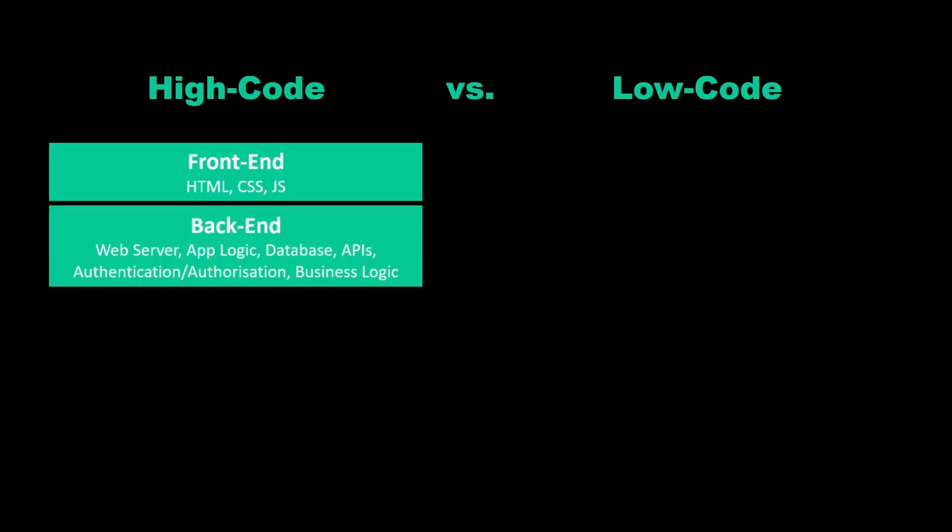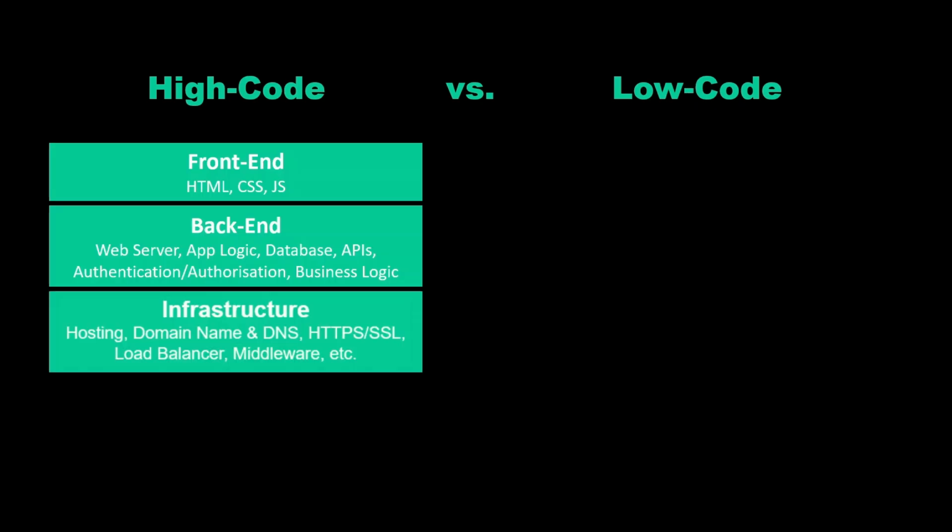Then the second component is the backend. This is the engine room consisting of a web server, application logic, the database that stores and retrieves your data, the API layer that connects front end and back end, and other components like authentication, authorization, and any app specific business logic. The third component is infrastructure, and your app needs to live somewhere. So you've got to deploy it to infrastructure either on a server in your own data center or on a cloud platform.